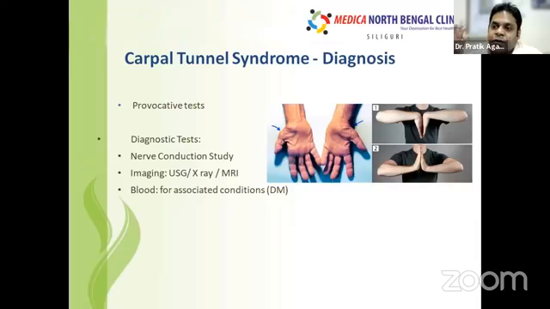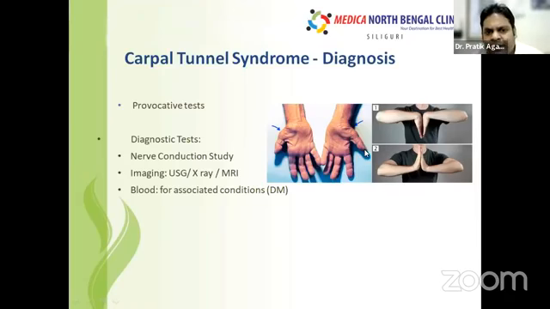The second, in the chronic case, we can see there is atrophy of the thenar muscles. If there is atrophy of the thenar muscles, you can see in the diagram on the left, this part very nicely shown with the arrow. There is atrophy of these muscles. As the muscle is supplied by the median nerve, prolonged compression leads to the atrophy of these thenar muscles.